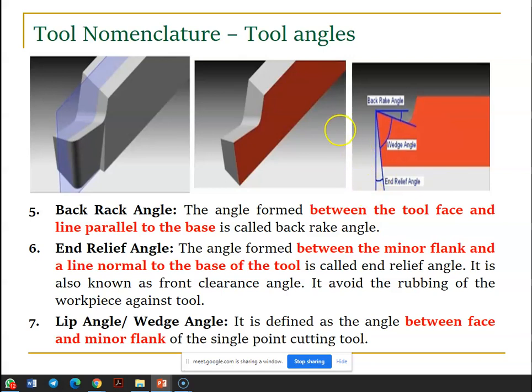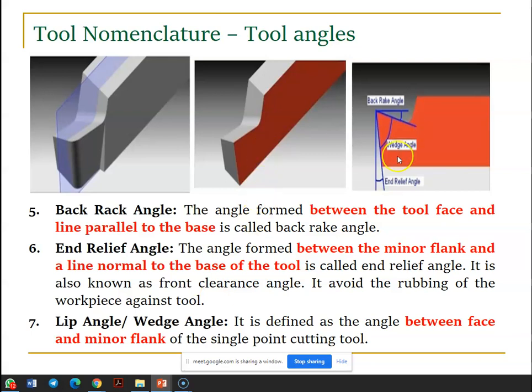The end relief angle is the angle formed between the minor flank, this is the major flank, and the line normal to the base. So the line normal to the base of the tool gives the relief angle. It is also known as the front clearance angle. The clearance angle may be 5 to 6 degrees. The front clearance angle avoids the rubbing between the workpiece and the tool.